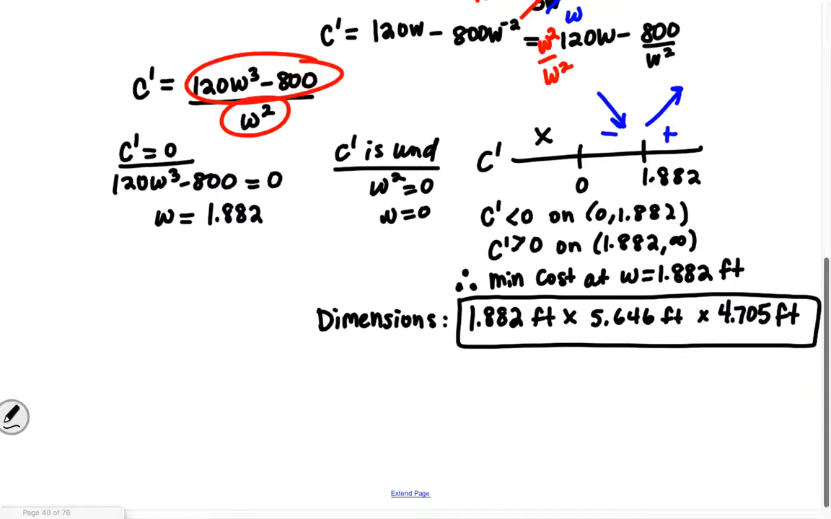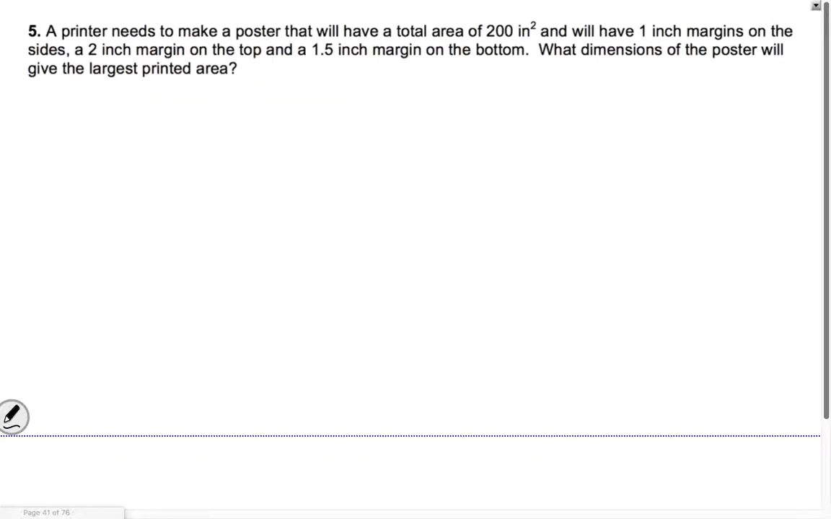Make sense? Okay, so let's try another one from the beginning. Hopefully that will help, because we kind of started in the middle of that one. A printer needs to make a poster that will have a total area of 200 square inches and will have a 1-inch margin on the sides, a 2-inch margin at the top, and a 1.5-inch margin on the bottom. This is like how I write letters of rec. So this is where I got these numbers, I guess.